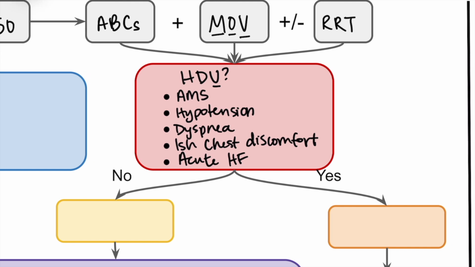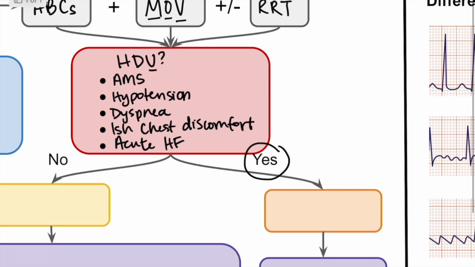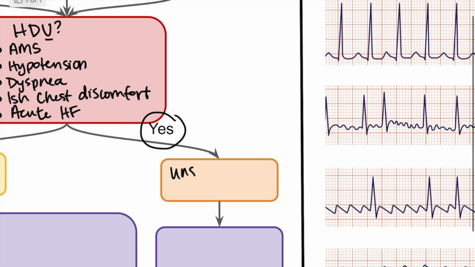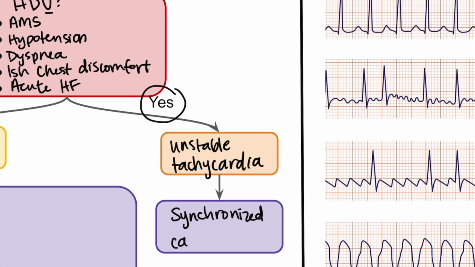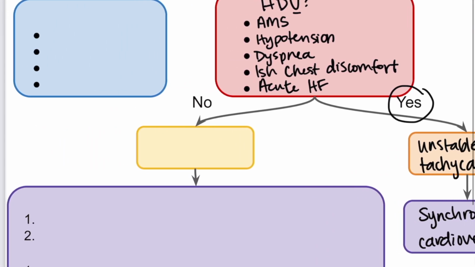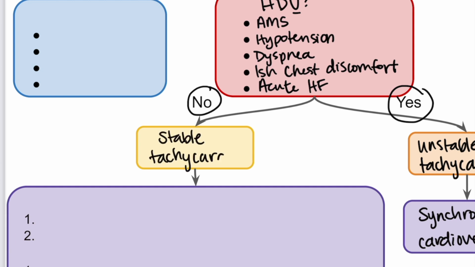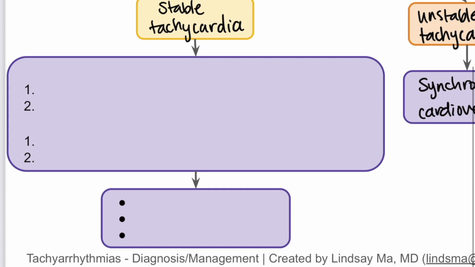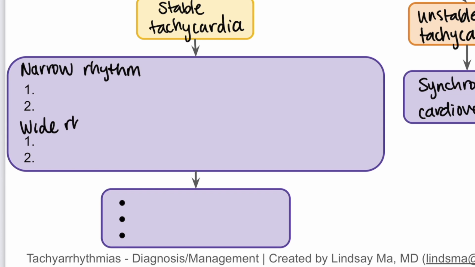So if there is hemodynamic instability, and we say yes, then we are going down the unstable tachycardia pathway. And that leads us straight to synchronized cardioversion. On the other hand, many of our patients may fall into this other category, where they are hemodynamically stable, warranting an answer of no, and fall into this stable tachycardia camp. Then we are following this pathway and want to figure out whether there is a narrow or wide rhythm.